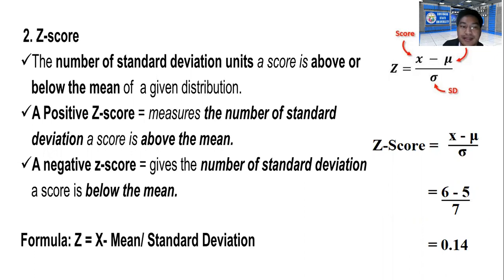So the formula for getting the z-score is x, the score, minus mu, which is the mean, divided by the standard deviation. So for example here, if we have a score of 6, our mean is 5, and our standard deviation is 7, we just have 6 minus 5 divided by 7, which is 0.14. And it's positive, so it goes towards the right. It's above the mean because it's positive. 0.14 is positive, it's more than 0. So if you look into the standard deviation, 0 is your marker, and above that is positive. Below 0 is negative, something like that.